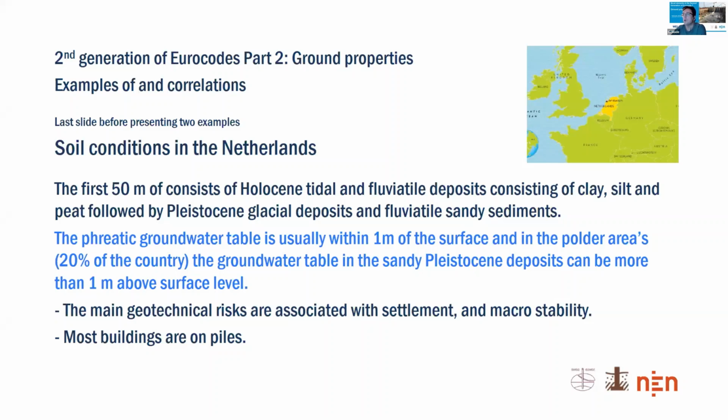In the Netherlands, we have hardly any rock. And so the first 50 meters of the Netherlands consist of Holocene tidal and fluviatile deposits consisting of clay, silt, sand, peat, followed by Pleistocene glacial deposits and fluviatile sandy sediments. And the Netherlands is in a sinking basin, and we're still sinking. The phreatic groundwater table is usually within 1 meter of the surface, and in the polder areas, which comprise about 20% of the country, the groundwater table in the sandy Pleistocene deposits can be over 1 meter above surface level. For us, in the Netherlands, the main geotechnical risks are associated with settlement and macrostability. Most of our buildings are on piles.